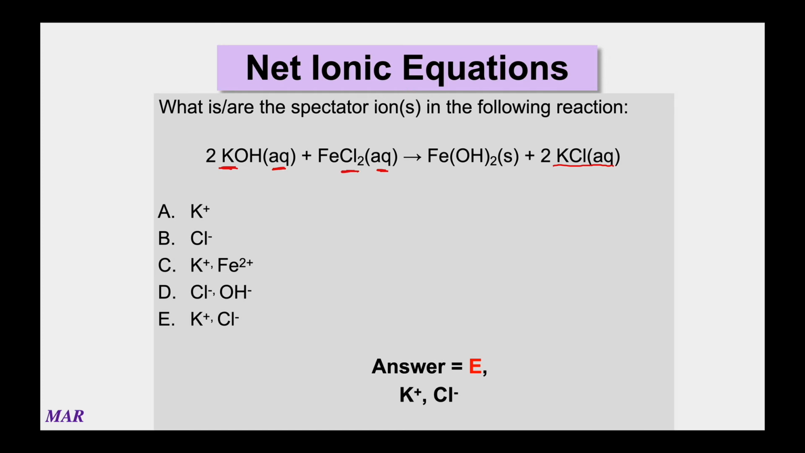This net ionic reaction, you would pull out the K plus and you'd pull out the Cl minuses, and you'd be left with 2 OH minus aqueous plus Fe2 plus aqueous, making Fe(OH)2 solid. All right, pretty sloppy, but hopefully you get the idea. That would be the net ionic reaction. It would not include the K plus or the Cl minus, which are spectators.